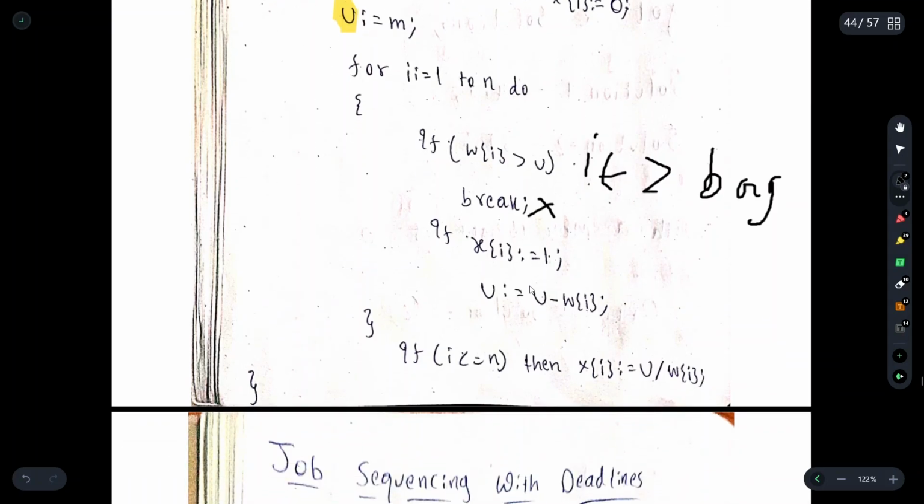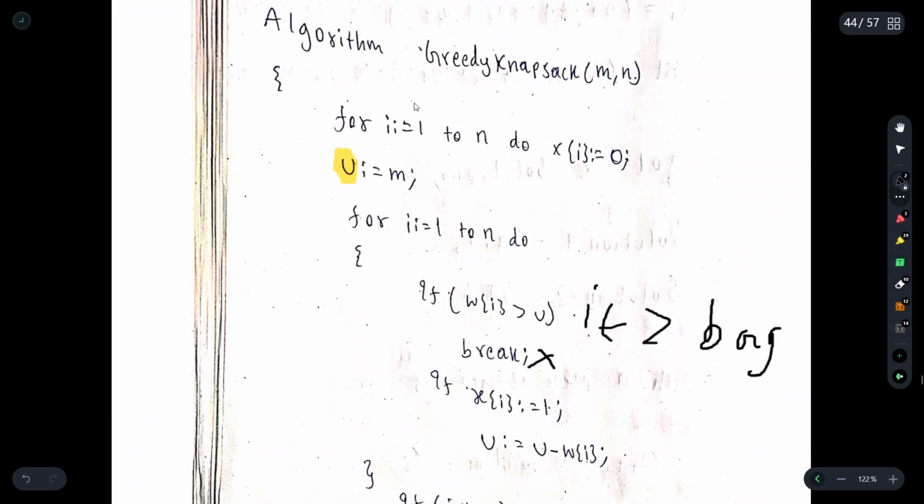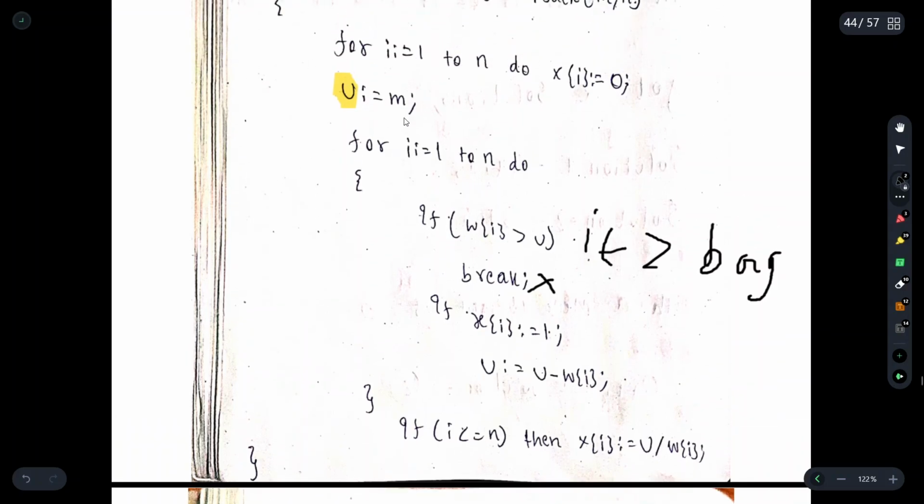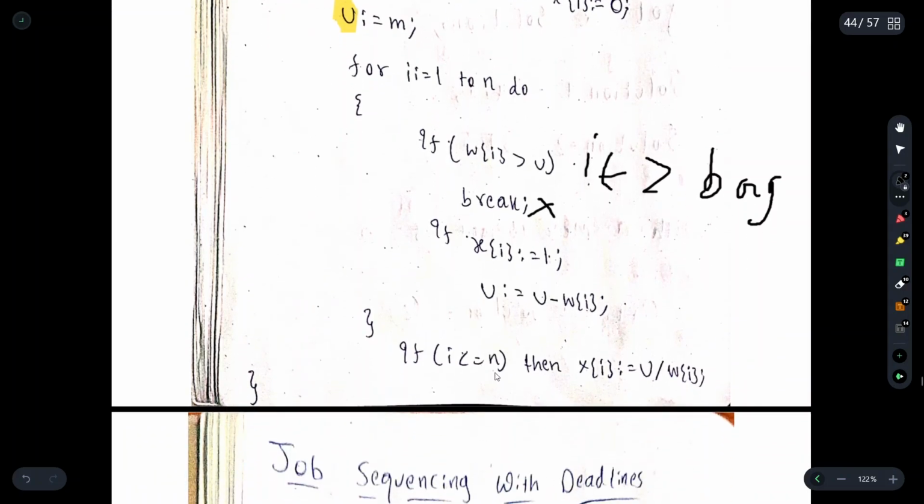Else we do one thing: x of i is equal to 1, then the weight of the bag becomes u minus wi. So we subtract the weight and update the value of the bag. Then if i is less than or equal to n, then x of i is equal to u by wi, where wi is the weight of the item.